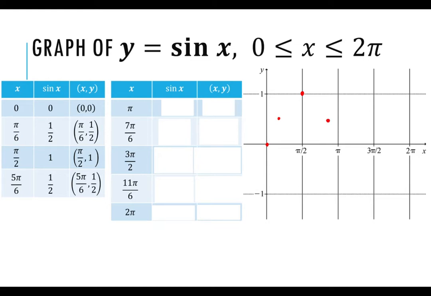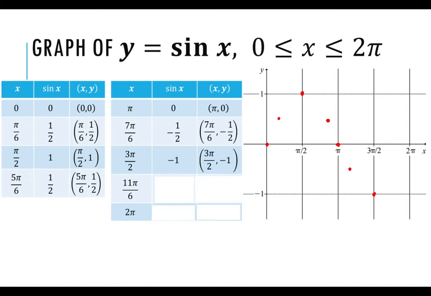Then we plug in pi. Sine of pi is 0. The ordered pair, pi, 0. Sine of 7 pi over 6 is negative a half. That occurs about right here. Ordered pair, 7 pi over 6, negative a half. Plug in 3 pi over 2. Sine of 3 pi over 2 is going to give us negative 1. Sine of 11 pi over 6 is negative a half, so that's going to be about right here. And then sine of 2 pi is, of course, 0, so that's there. And that's our ordered pair.